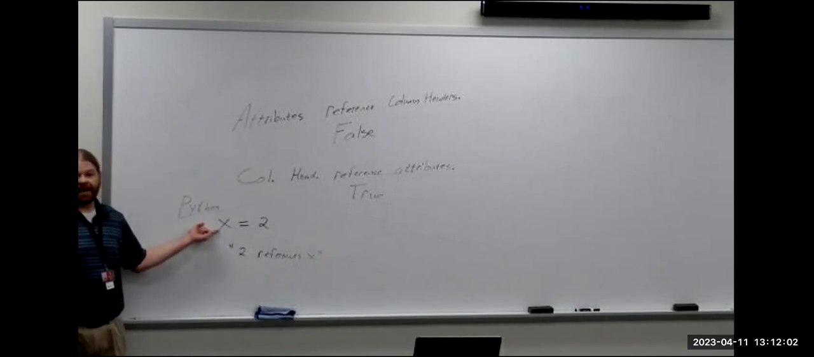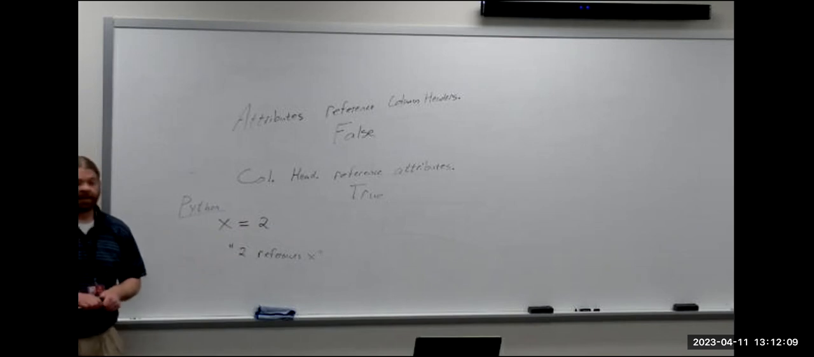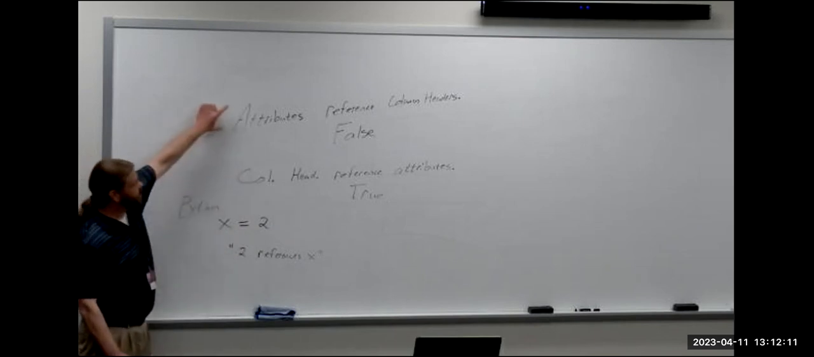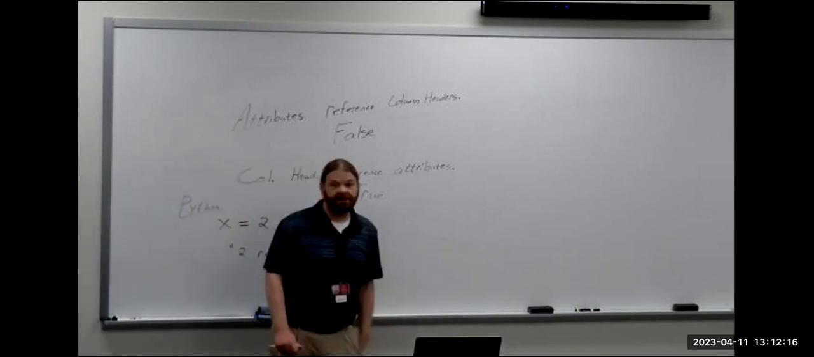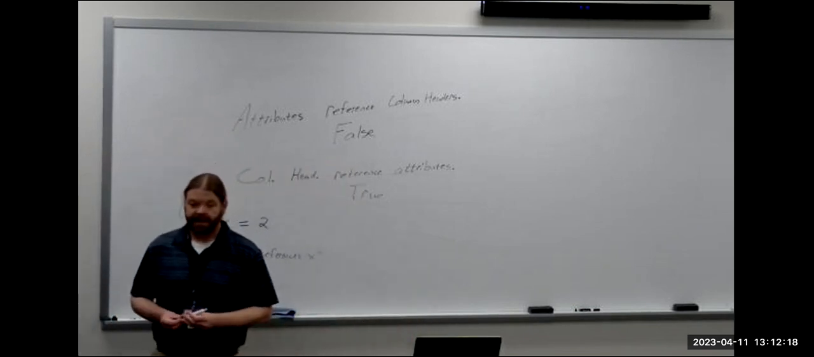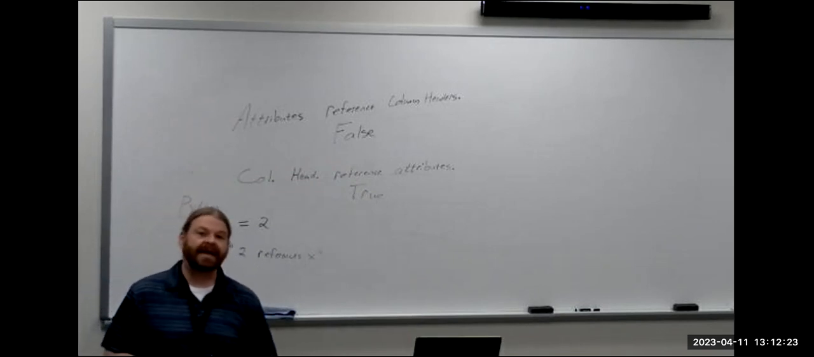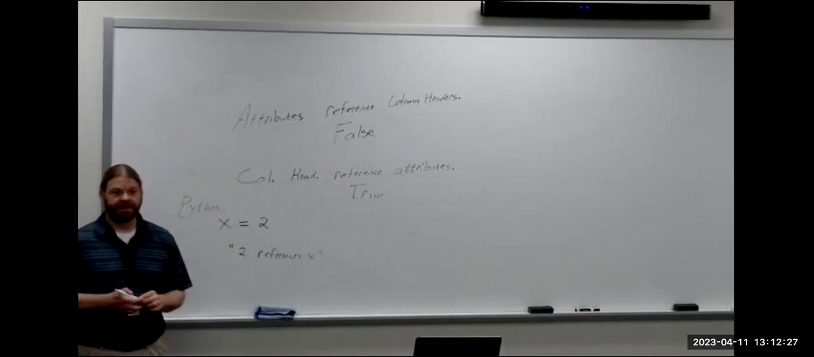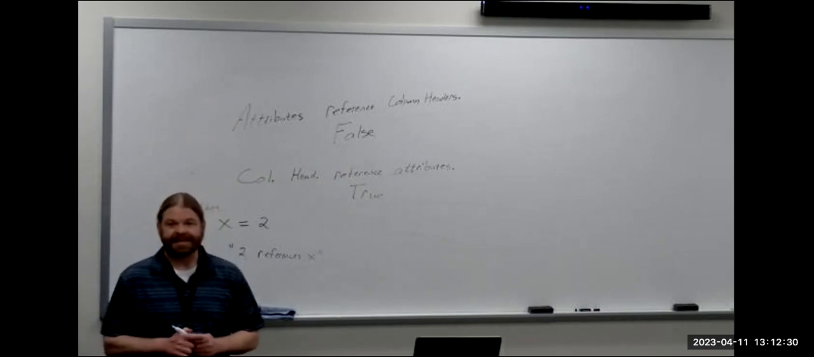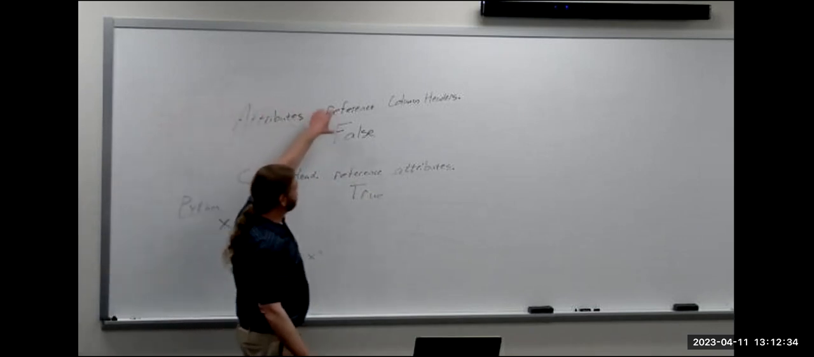So our variable name, in the case of Python, our variable name X refers to the value 2 that we stored in it. So that's what this is saying as well. The column header is our data field, and the attribute is the value we assign to that data field. We use the same terminology in both databases and software development. So that sentence was completely backwards.